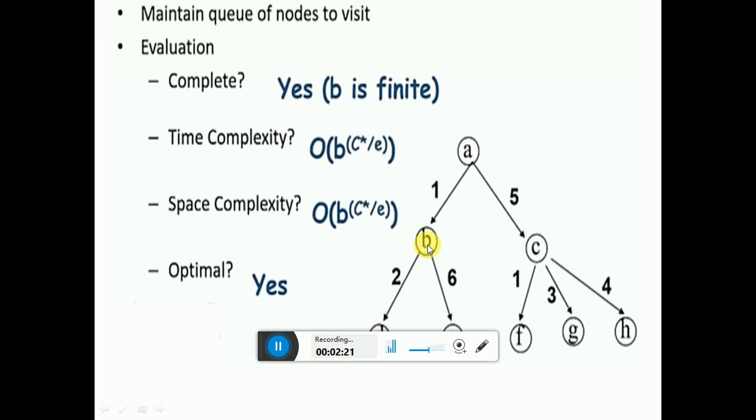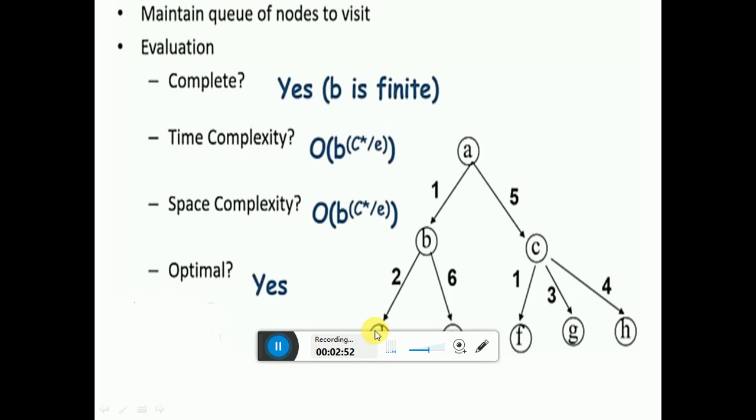Then further from this B, we have to check further expansion. The further expansion, this B having the two expansions, one is what? D and another is E. Then check this D having the path cost is 1 plus 2 is what? 3. And this E having the path cost is 1 plus 6 is 7. Therefore, this B is expanded into D.